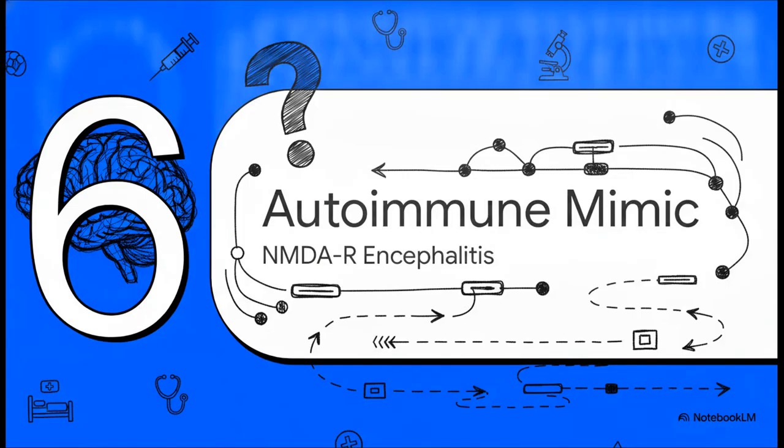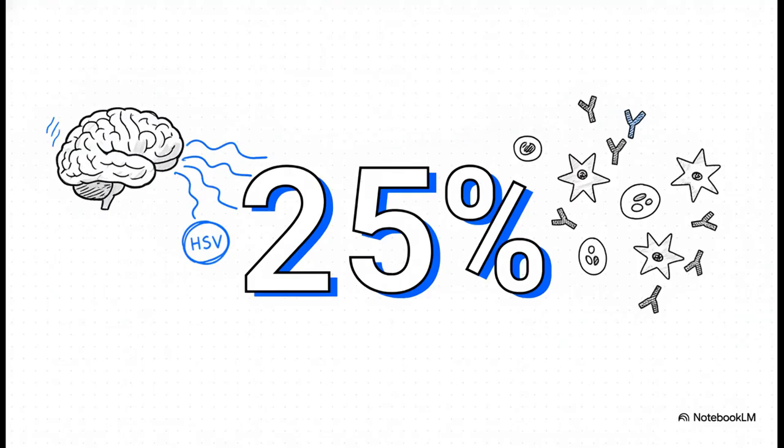Finally, Section 6, the autoimmune mimic. We are wrapping up with a modern clinical plot twist that completely tests your ability to overcome anchoring bias in the ICU. Check out this staggering statistic. Up to 25% of patients who actually survive an initial bout of HSV encephalitis will go on to develop anti-NMDA receptor antibodies. Essentially, they develop a secondary autoimmune encephalitis.